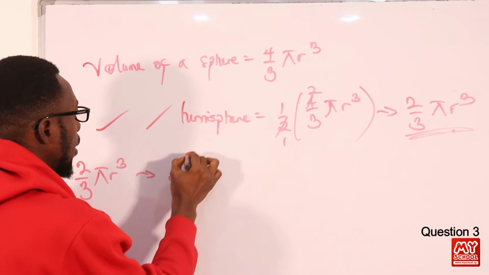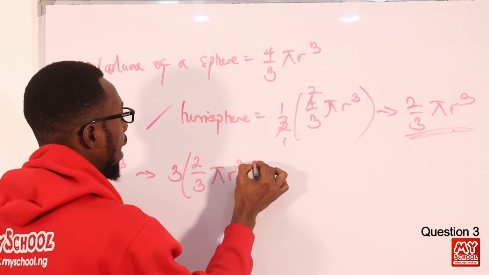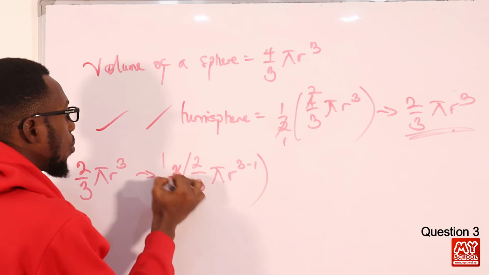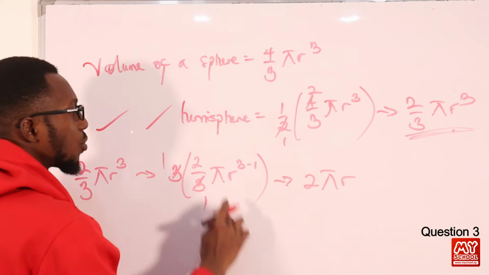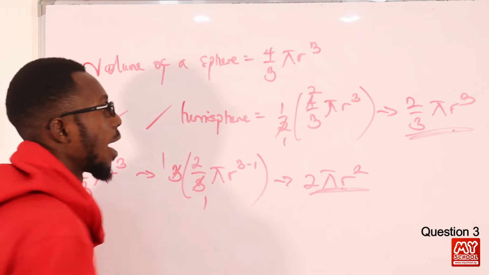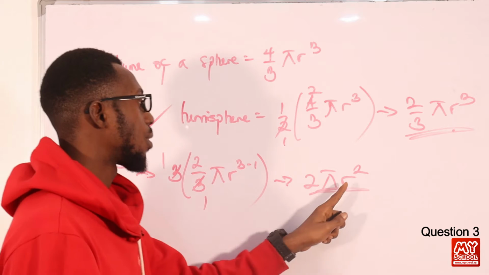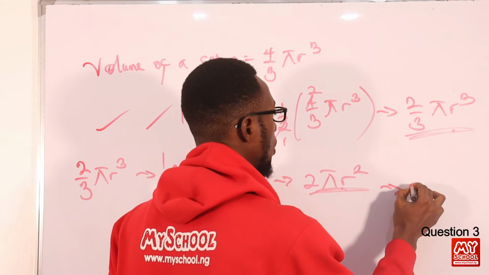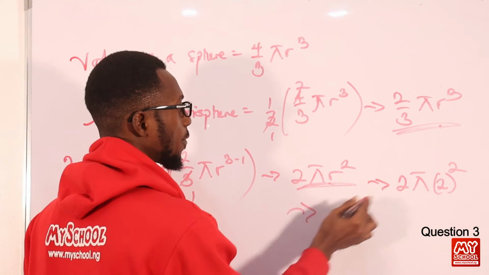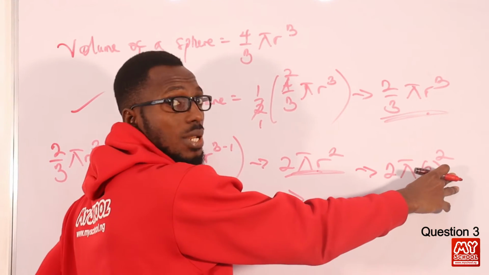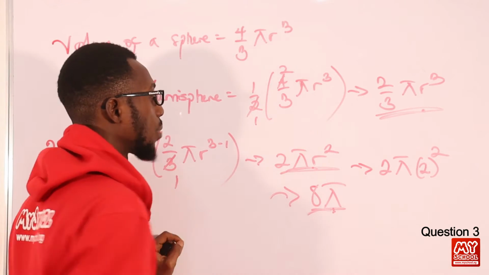So that will be 3 into bracket 2 over 3 pi r to the power 3 minus 1, isn't it? So 3 here 1, 3 here 1. So I have 2 pi r to the power 3 minus 1, so I have 2 pi r squared. We are now told when r equals 2. So I replace r with 2. So that will be 2 pi, 2 raised to power 2. That is 2 times 2, that is 4. Times this 2 here, that is 8 pi. So this should be our answer, 8 pi.